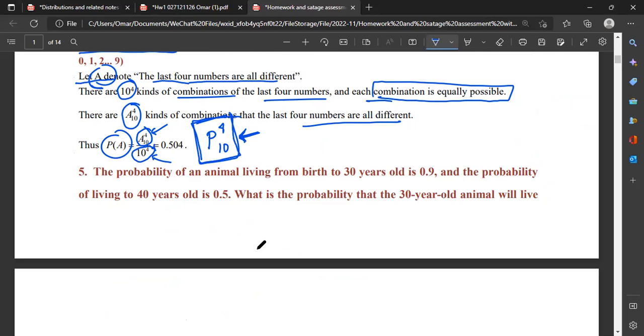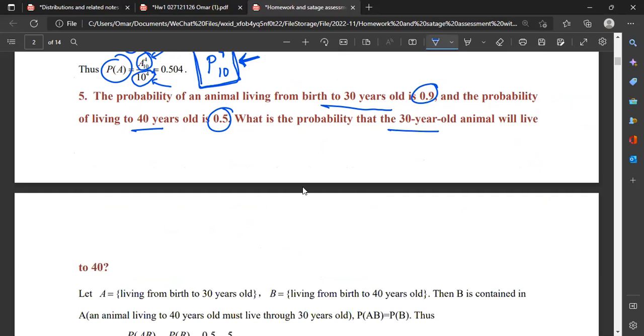And then: the probability of an animal living from birth to 30 years old is 0.9, and the probability of living to 40 years old is 0.5. What is the probability that a 30-year-old animal will live to 40? That means it has already passed 30 years, so this is the condition, and we want it to live up to 40 years.